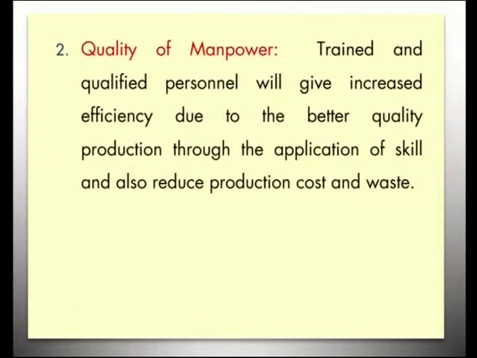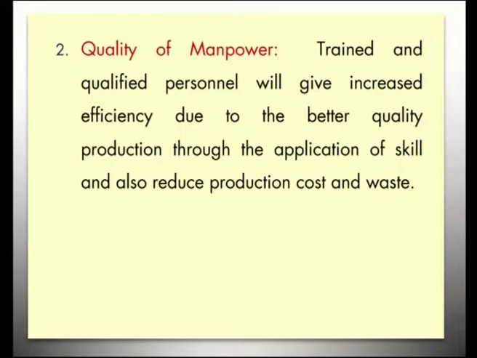Then next, quality of manpower. Who has to process the material? Somebody has to process it, so manpower is very important when you talk about quality. Trained and qualified personnel will give increased efficiency due to better quality production through the application of their excellent technical skills, and also reduce production cost and waste.